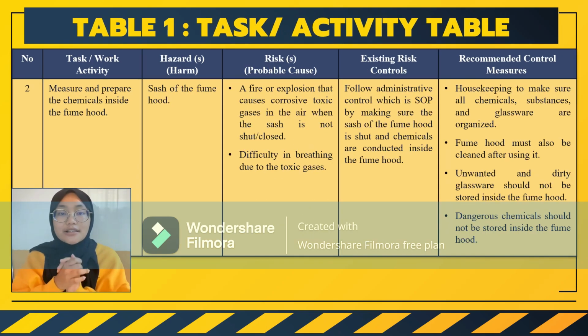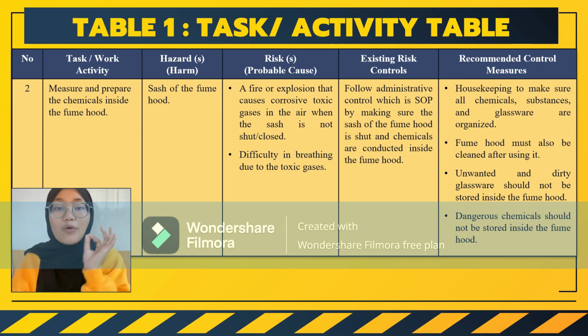The next task is measuring and preparing the chemical inside the fume hood. The hazard is that it can cause explosion and also fire when the fume hood is not shut. The existing risk control is making sure the sash of the fume hood is shut when handling the chemical. However, the recommended control measure is do not place any dangerous chemical inside the fume hood, and the fume hood must be cleaned after using it.